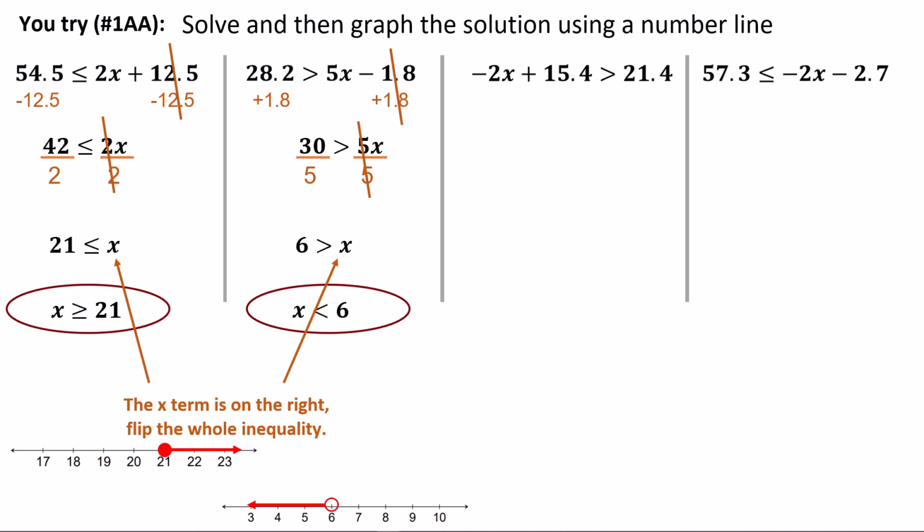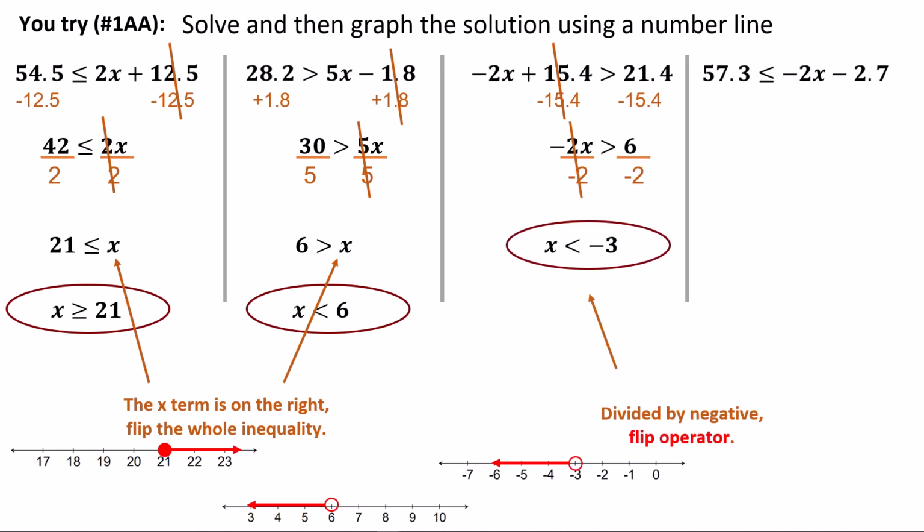For negative 2x plus 15.4 greater than 21.4, subtract 15.4 from both sides. Negative 2x greater than 6. We divide by negative 2. x is less than negative 3. We have to flip the operator because we divided by a negative number. Open circle on the negative 3, arrow to the left.